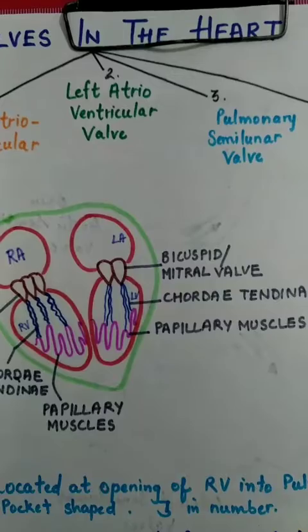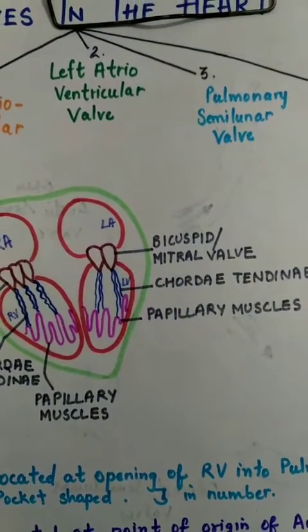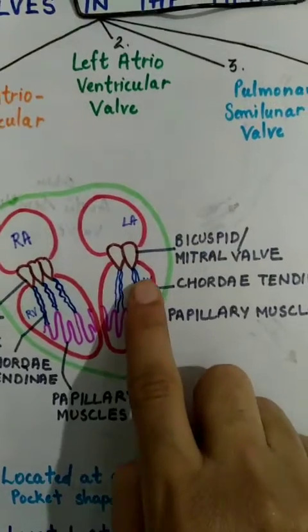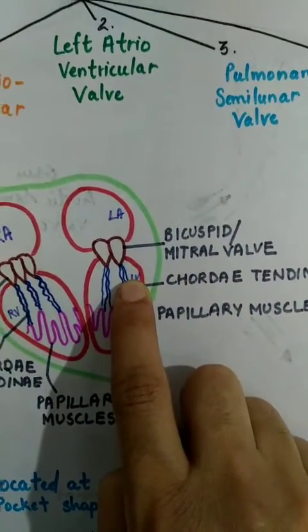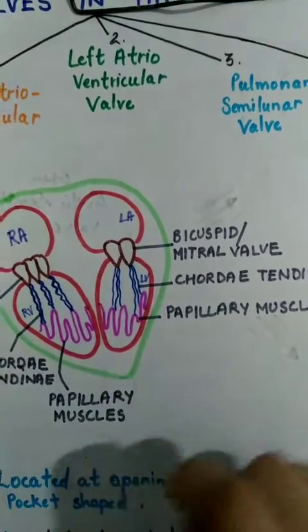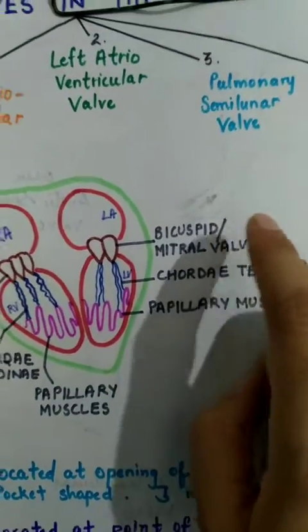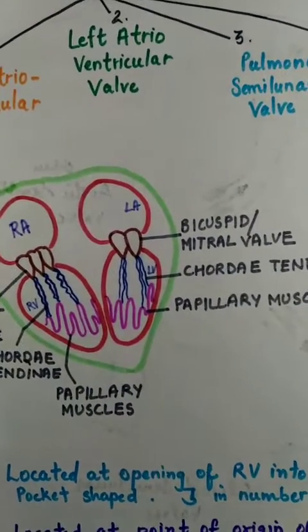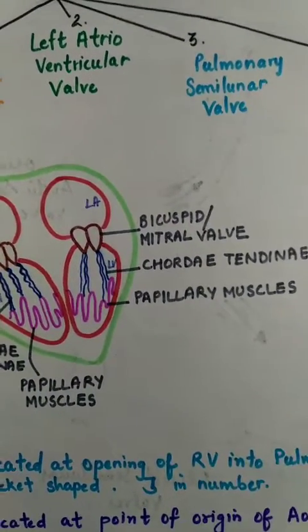Now the left atrioventricular valve. Well, this valve is located between the left auricle and the left ventricle. It has two flaps, two cusps. That is why this valve is known as the bicuspid. Bi means two. So that is why this valve is known as bicuspid valve, and the other name for this valve is mitral valve.